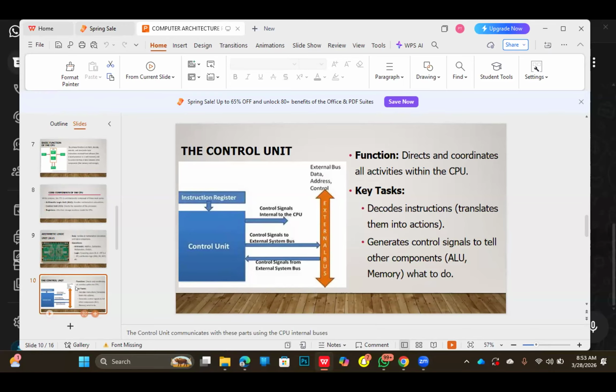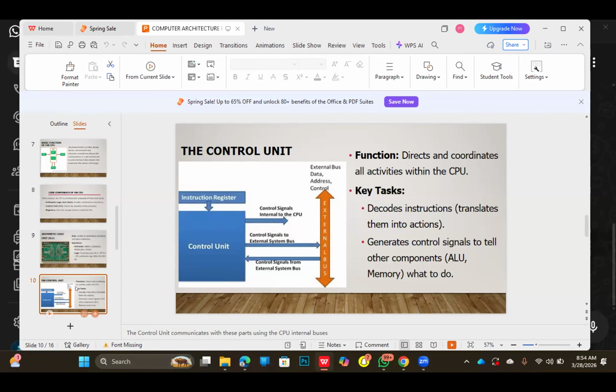Mostly the key tasks it does are, one, it decodes instructions, whereby information has been transmitted from the input side to the CPU. It takes the instructions, translates them into actions, and also generates control signals to tell the other components, like the ALU, what to do. We have a simple diagram on the left side, where the instruction register goes straight into the control unit, and within the control unit we have control signals internal to the CPU.